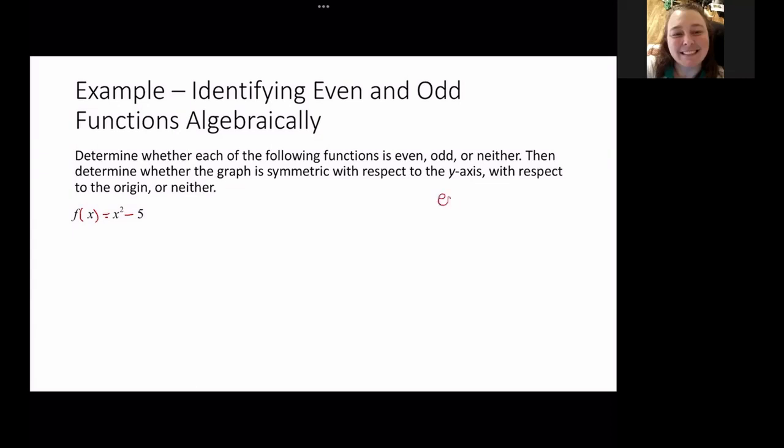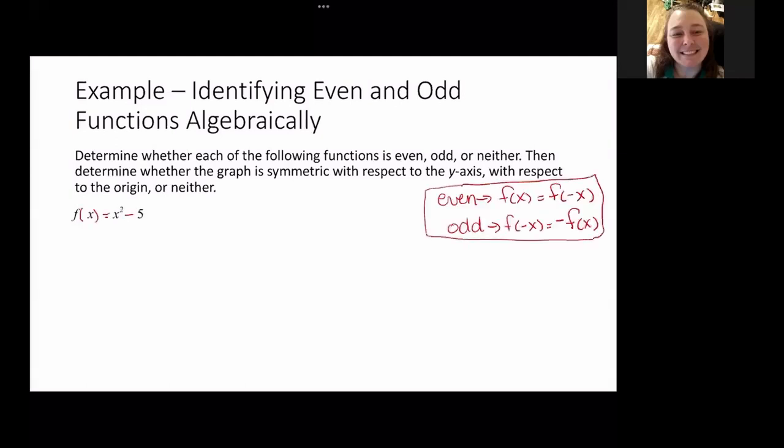If it is going to be even, we said that f of x is going to be equal to f of minus x. If it is going to be an odd function, we are going to say that f of minus x is going to be equal to the negative of f of x. Okay, so let's put our little box over here so that we remember those equations.